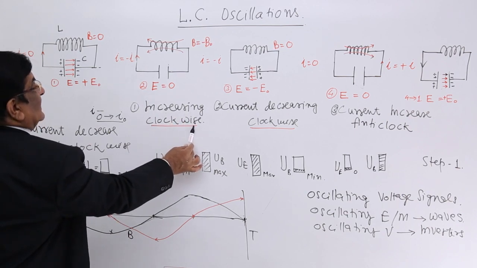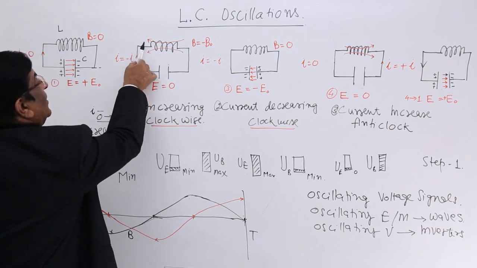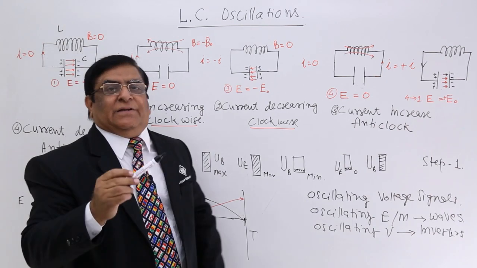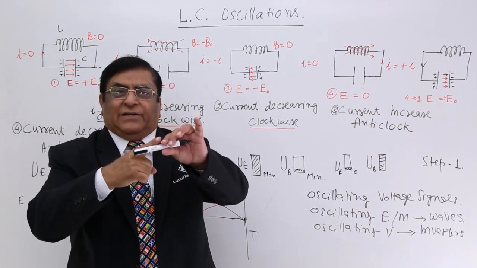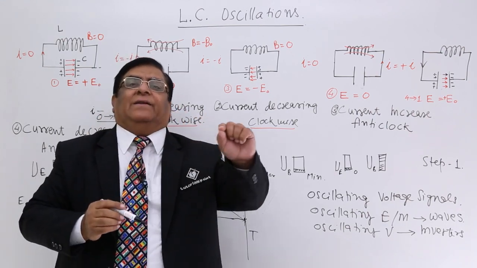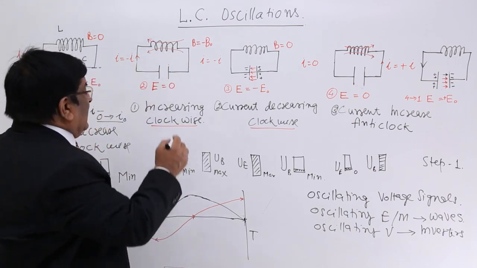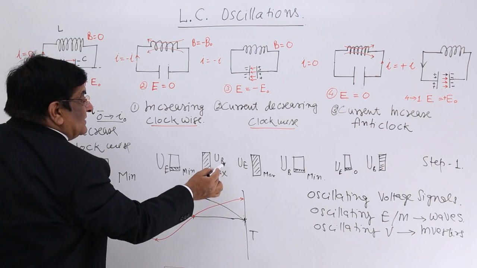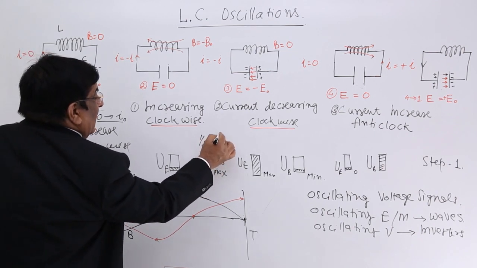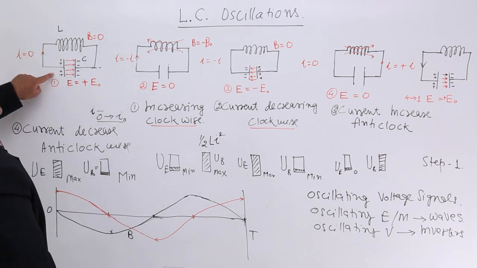The current is increasing clockwise from this to this. When the current is increasing clockwise, a magnetic field is developed in this, because whenever there is a current flowing in a solenoid or an inductor, a magnetic field is built up in it, mu naught n I. So this is built up there. When it is built up there, energy is also built up in this, and this energy is half L I square.